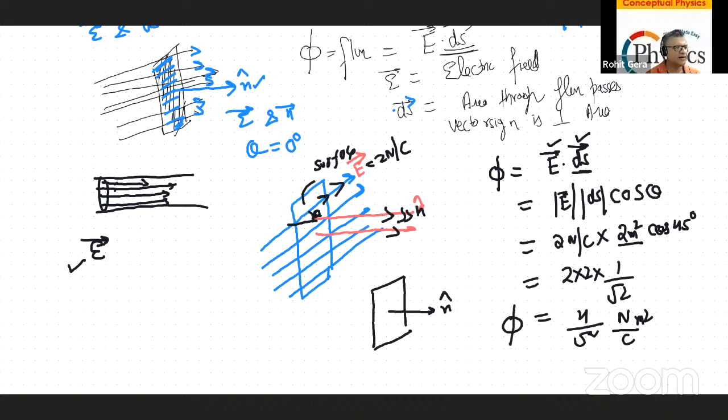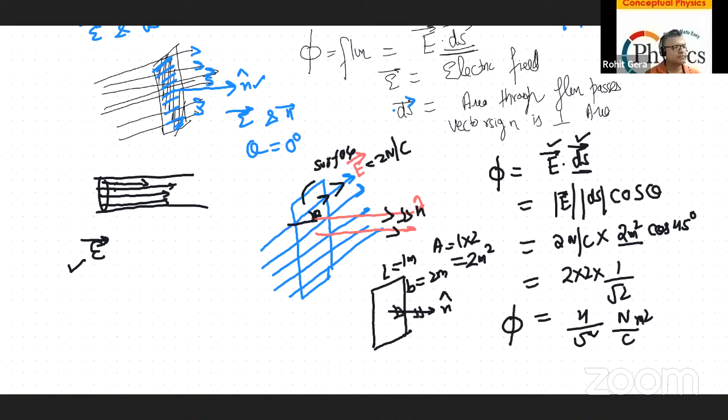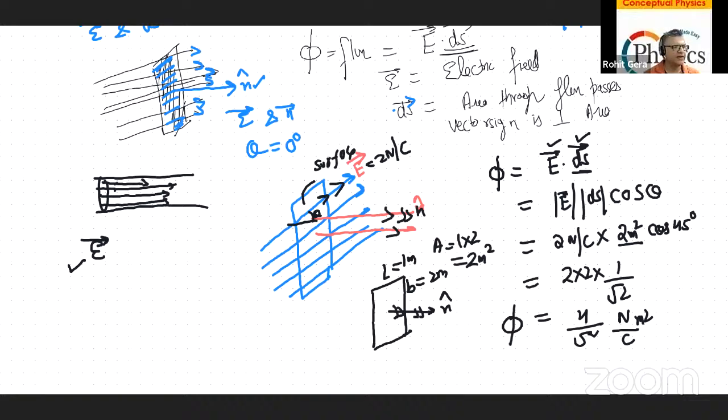This is a rectangle with length into breadth. There is no direction of an area. You just say length is equal to 1 meter, breadth is equal to 2 meters, the area is equal to 1 into 2 is equal to 2 meter square. But now it has a direction. How do you find the direction of the area? Draw a perpendicular to it. And then obviously they will give you in the question what is the direction of the electric field. Find the angle between the two, which is this angle.